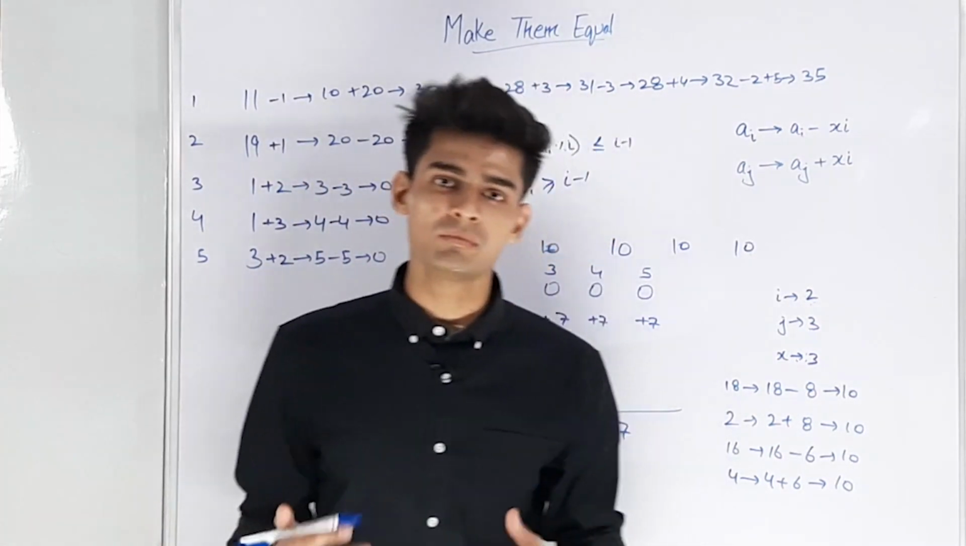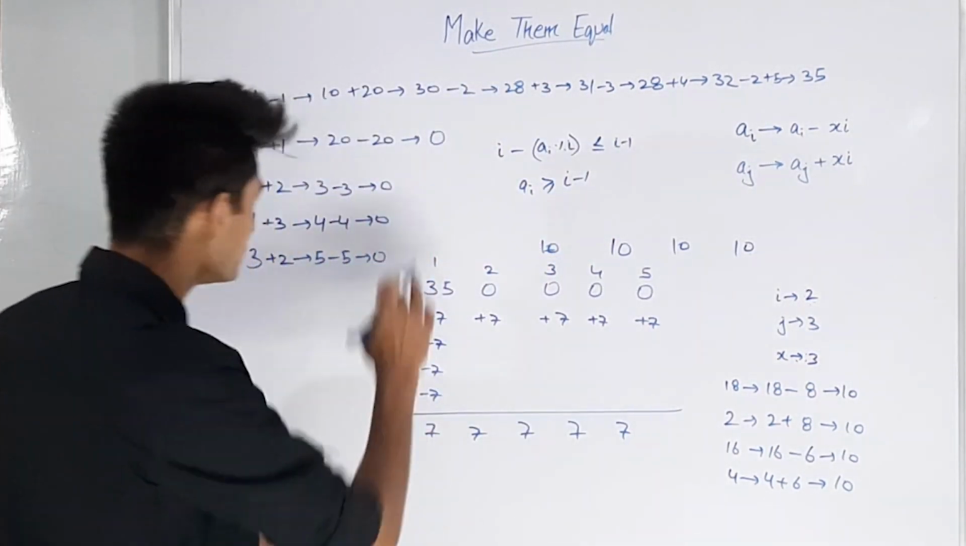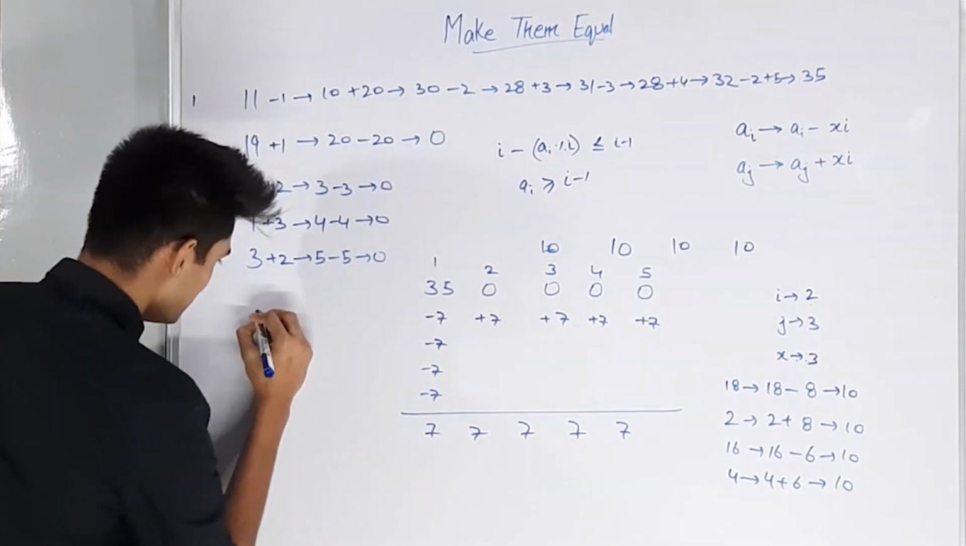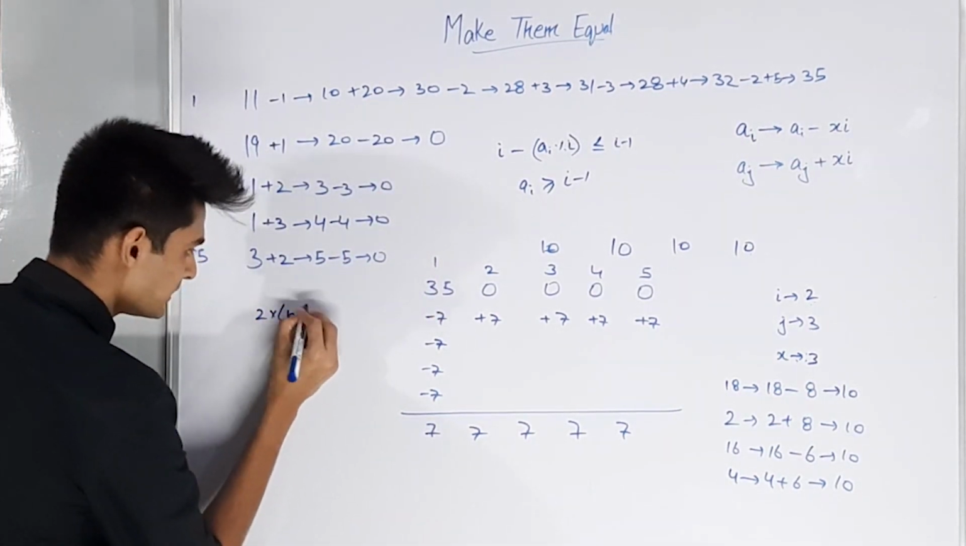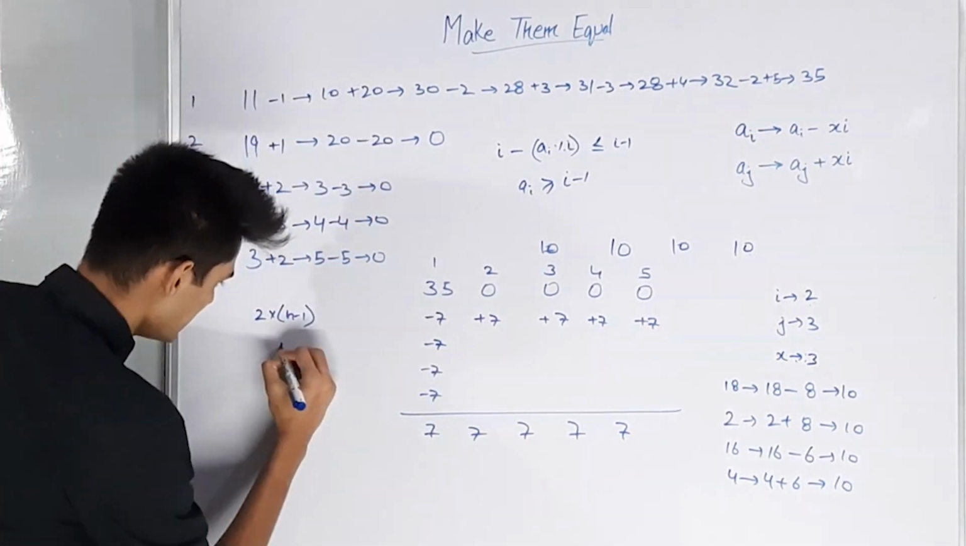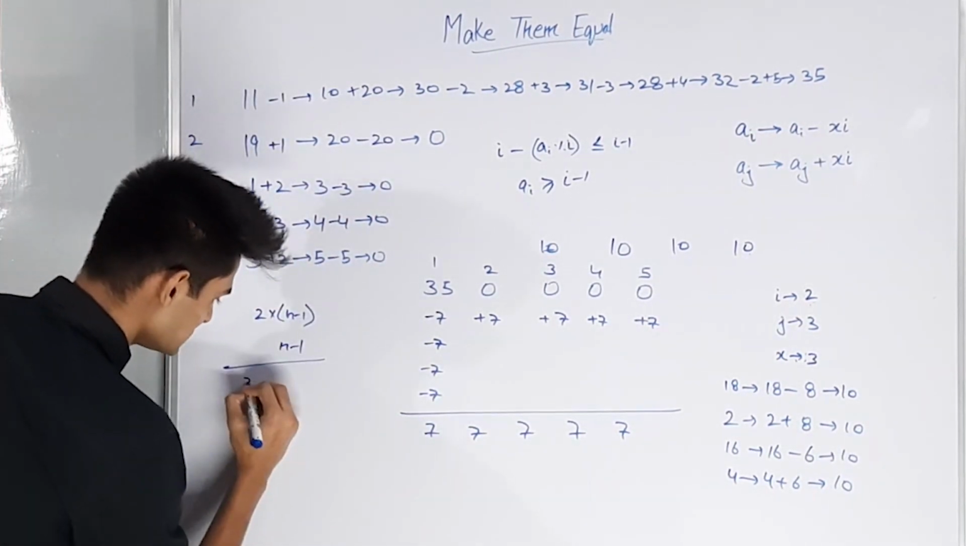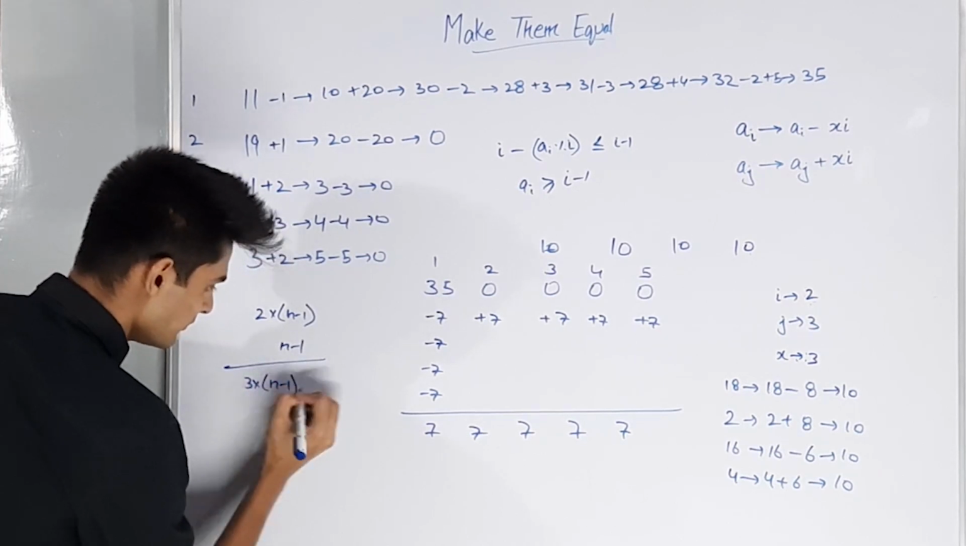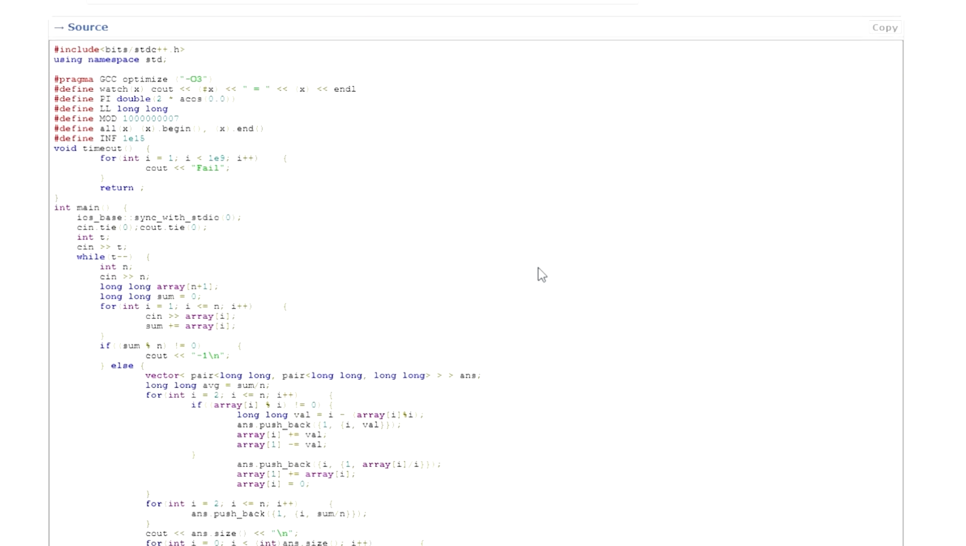Now to count the number of operations, we can see that in order to make all the values 0, we made 2 times (n minus 1) operations, and then to add the average value at all the indexes, we made another n minus 1 operations. So the total operations are 3 times (n minus 1), which is less than 3n. So this is the code.